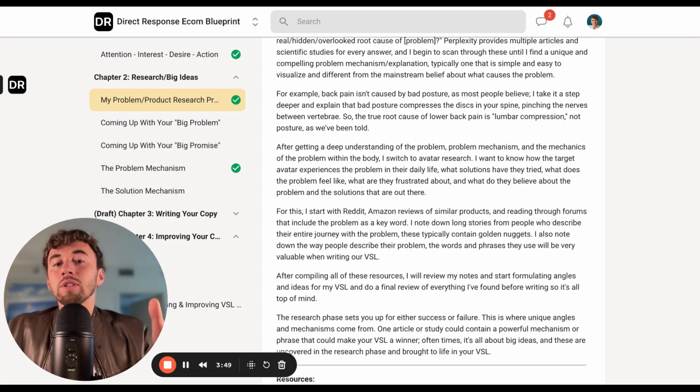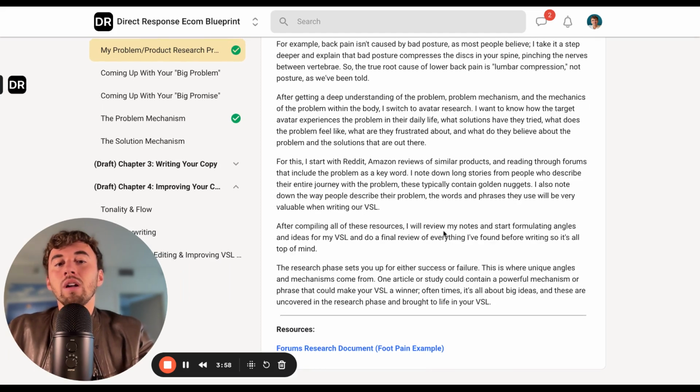I also note down the ways people describe the problem. As I mentioned, this is the most important part. The keywords and phrases that they use, we want to mirror these in our VSL, in our copy. And then after completing all of these, I review my notes and I start formulating different angles and ideas.